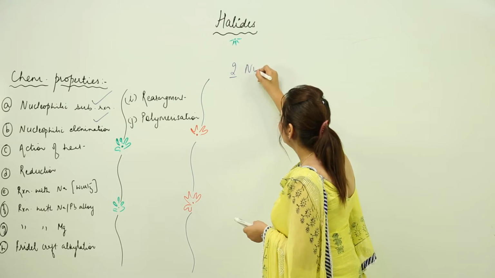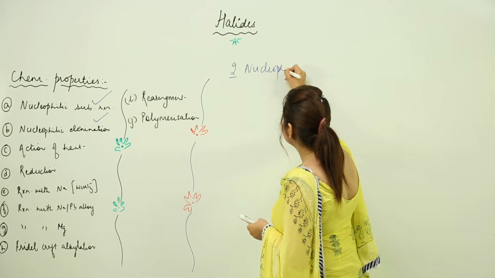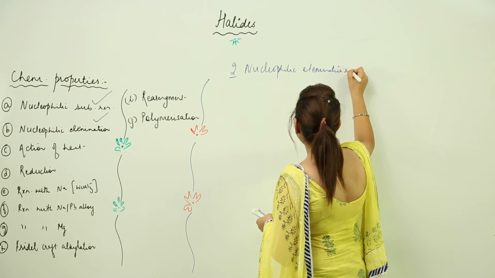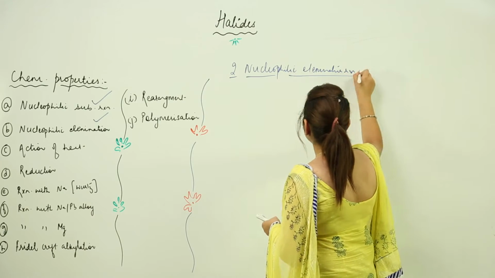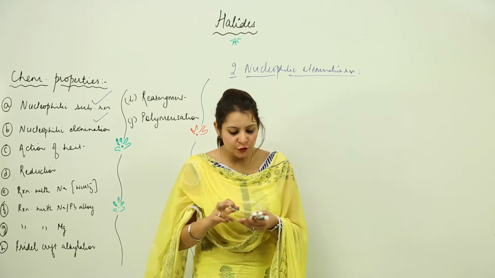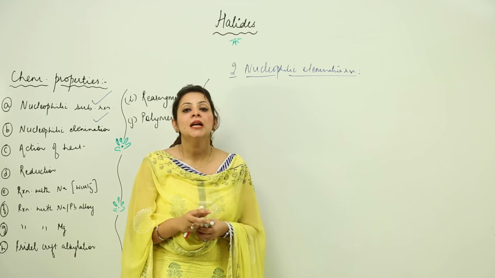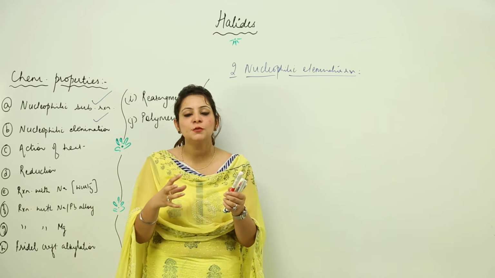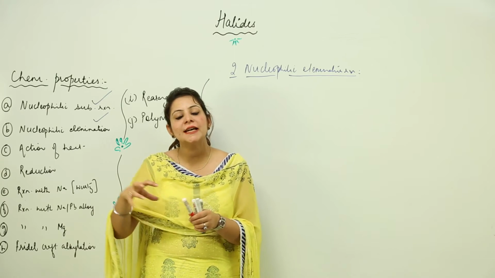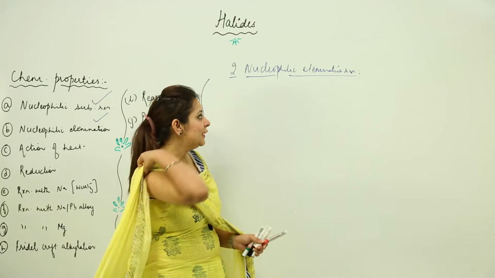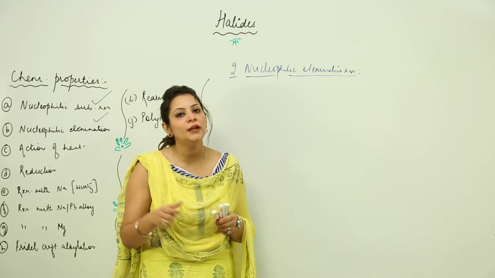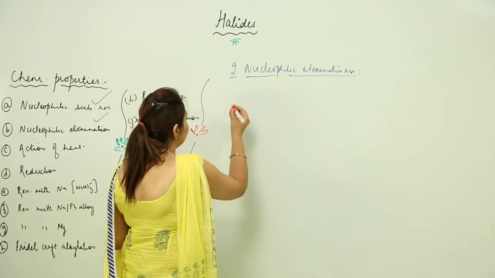We have nucleophilic elimination reaction. So first of all, you should know what an elimination reaction is. An elimination reaction is one in which some atom or some group of atoms gets eliminated from the compound. We mainly do the nucleophilic elimination reaction by using alcoholic KOH. So let's look at the example.